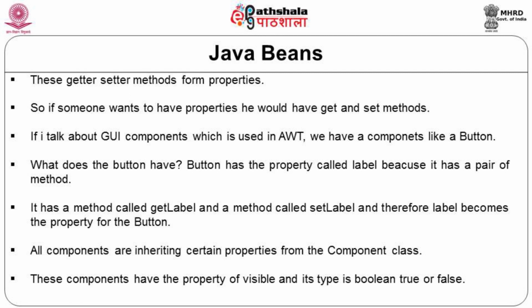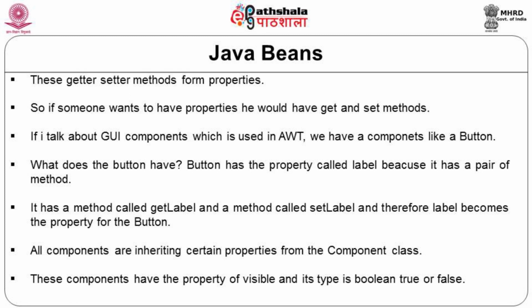So, if someone wants to have properties, he would have get and set methods. Say, for example, if I consider GUI components which are used in AWT, we have a component like a button. What does a button have? Button has a label. How? Button has a property called label because it has a pair of methods. It has a method called getLabel and a method called setLabel, and therefore label becomes a property for the button, fine.